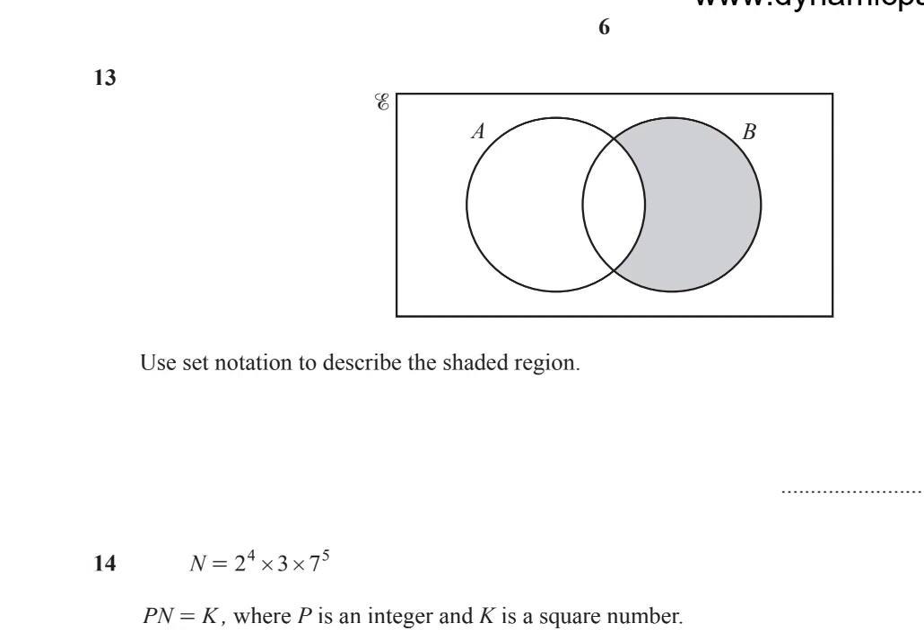Number 13. Use the set notation to describe the shaded region. This region is included in B, but not in A. So we can say B intersect not A.